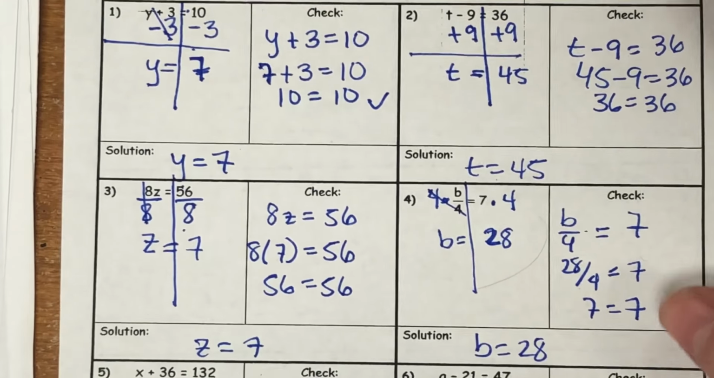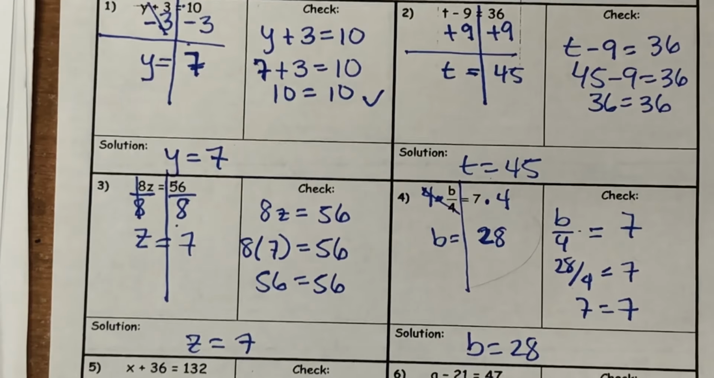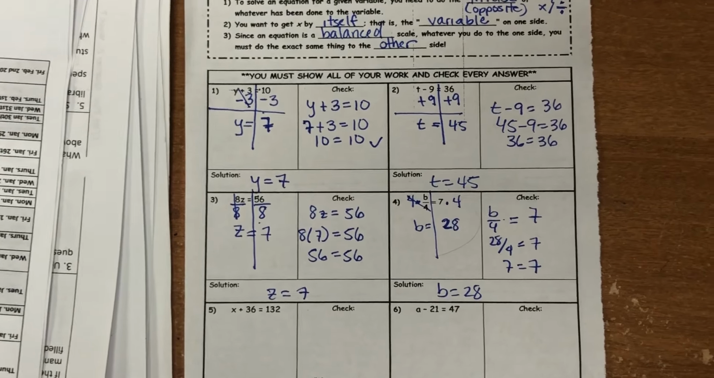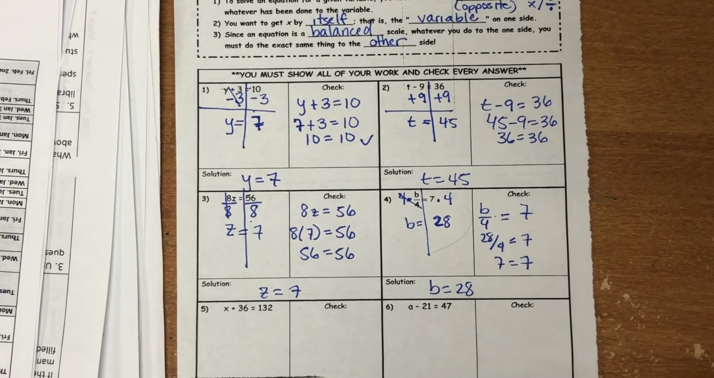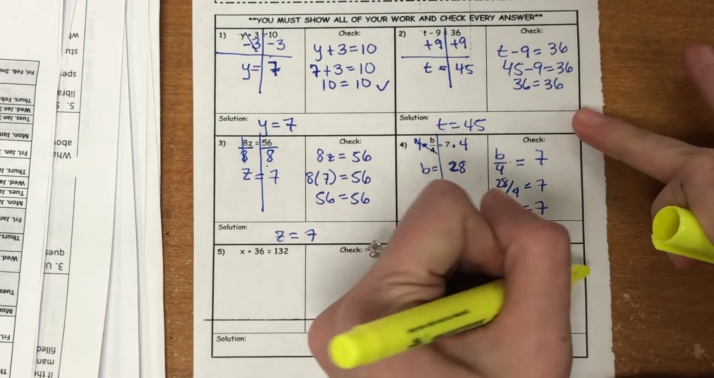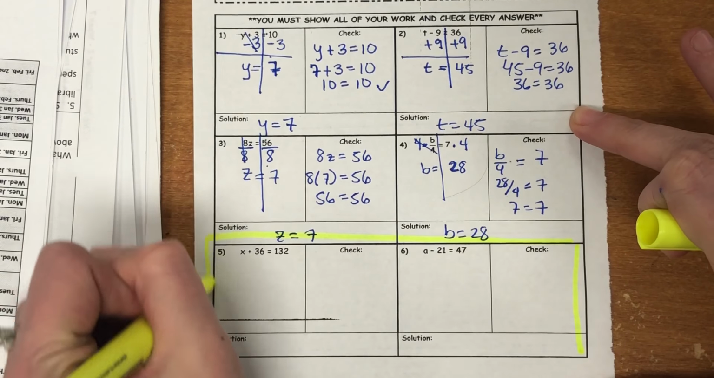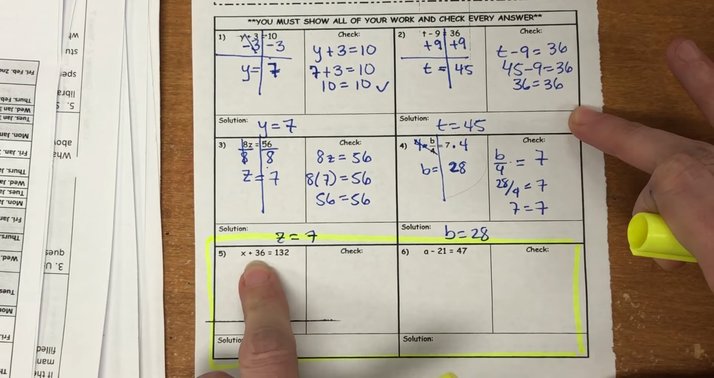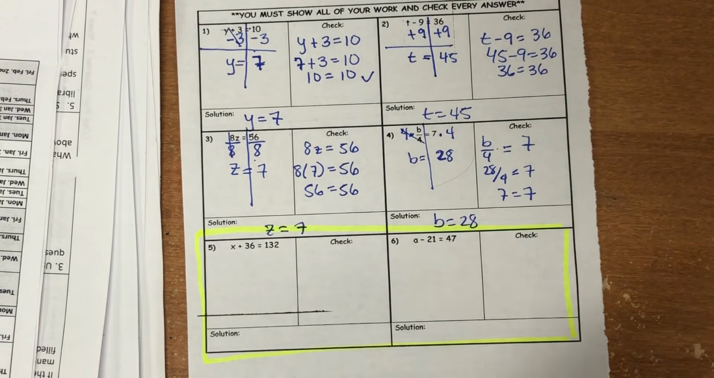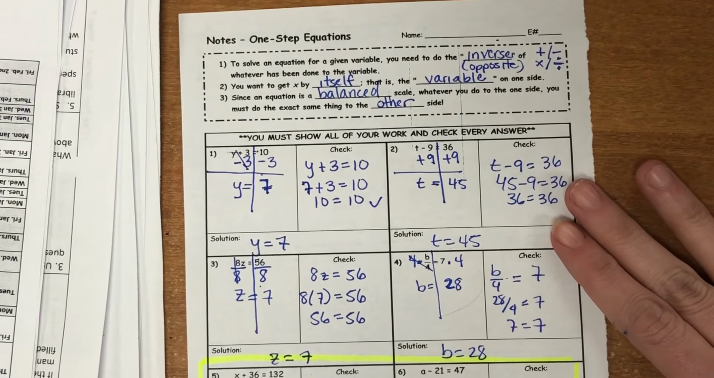So I just went over 4 types of one-step equations: adding, subtracting, multiplying, and dividing. What I want you to try on your own before class is these bottom 2 right here. One's an adding equation and one's a subtraction equation. So that concludes our notes for one-step equations.